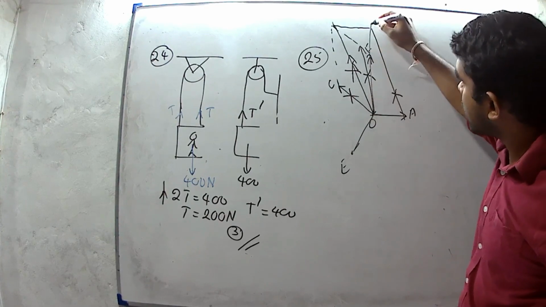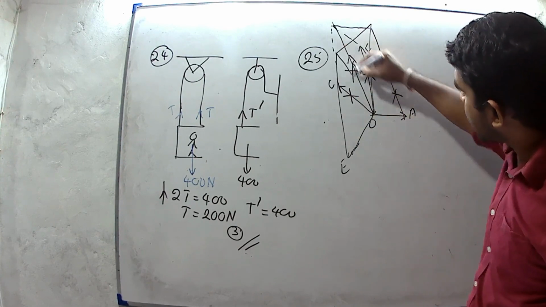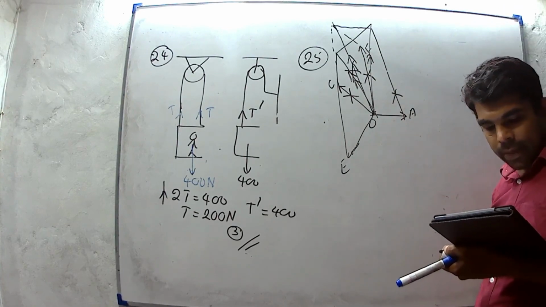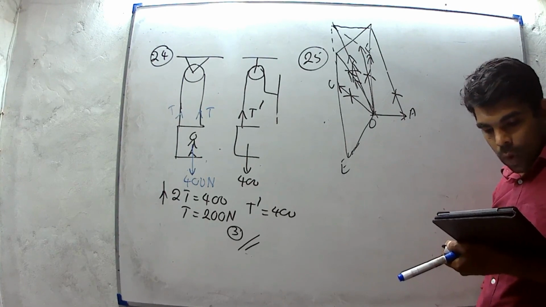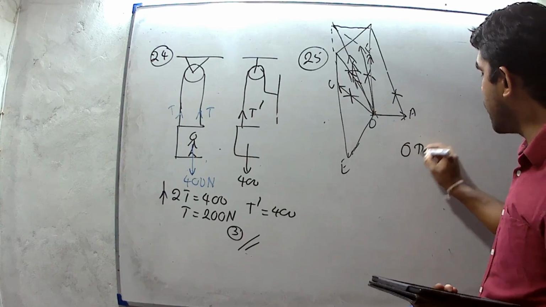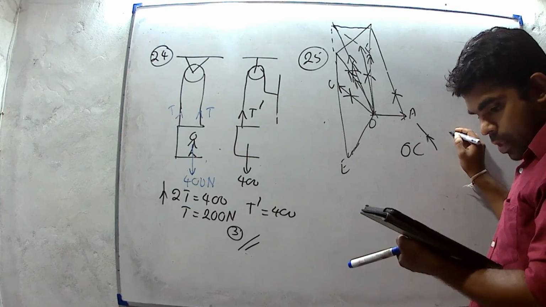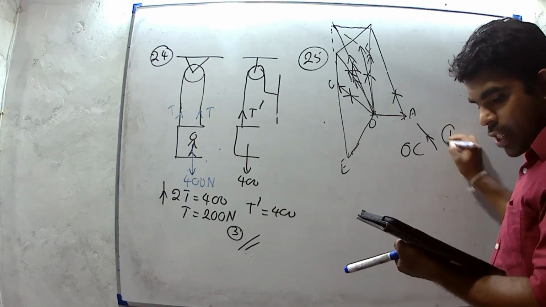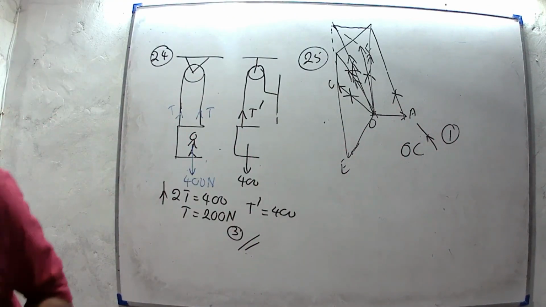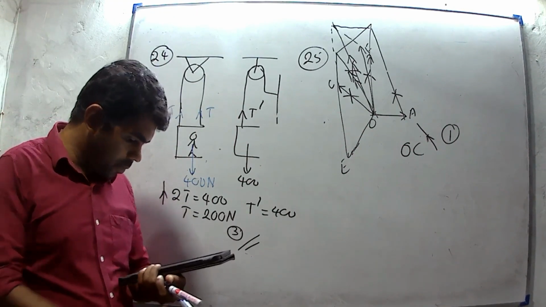Now there are two forces. We have to draw the parallelogram like this, and the resultant is this one. Then it is approximately along the direction of OC. We can get it as OC, in the OC direction. Then the answer is 1. We can't get the correct answer because it is not the original diagram.